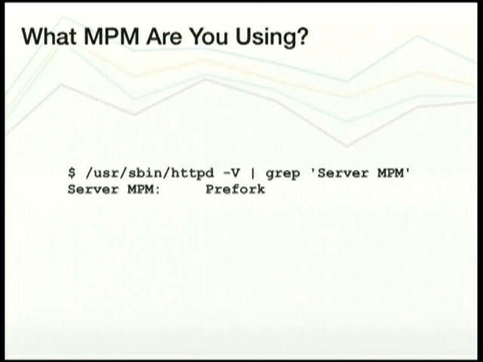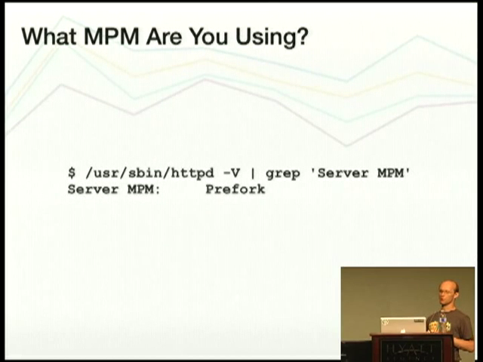How do you work out which MPM you are using? Prior to Apache 2.4, the type of MPM being used was defined when Apache was being compiled and was statically linked into the Apache executable. From Apache 2.4, the MPM can also be dynamically loaded and so defined at runtime by the Apache configuration. Either way, you can determine the MPM in use by running the Apache executable with the -v option.